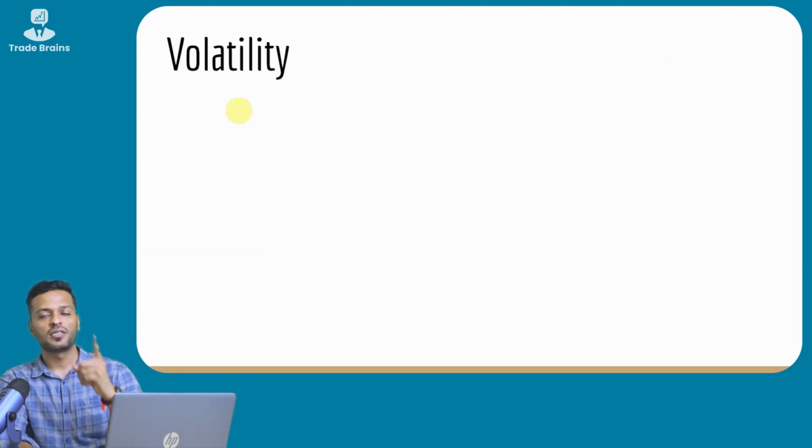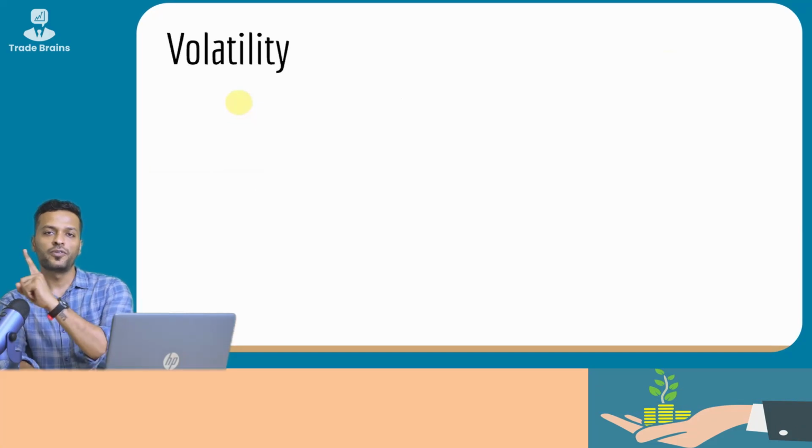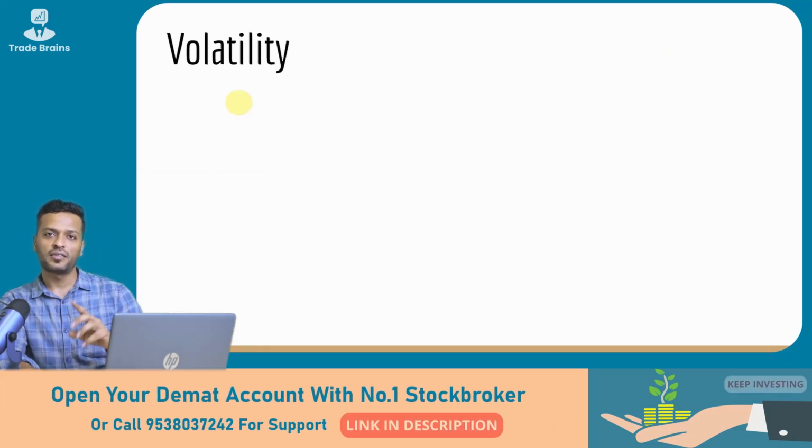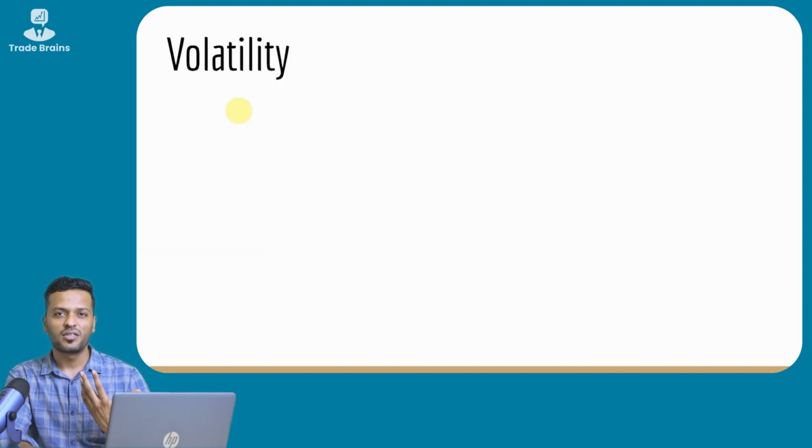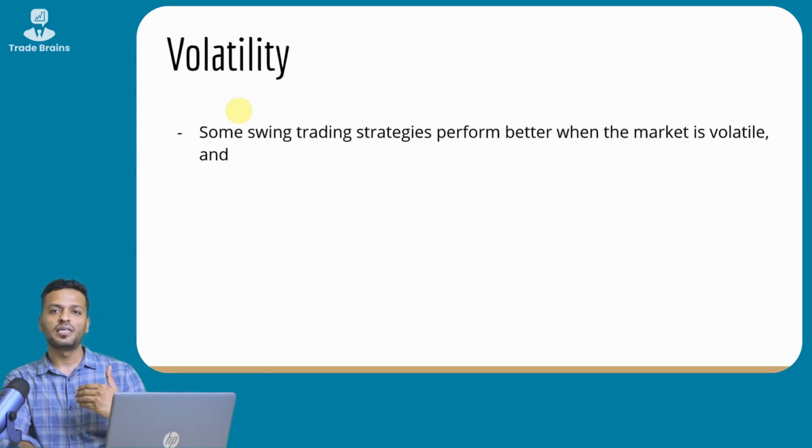Volume, sector analysis and volatility. VSV factor. It's a triangular factor. If the 3 criteria are met, that asset becomes very good for your swing trading and it suits your personality and style also. So what is volatility? Volatility basically means the movement of share prices from one place to another.